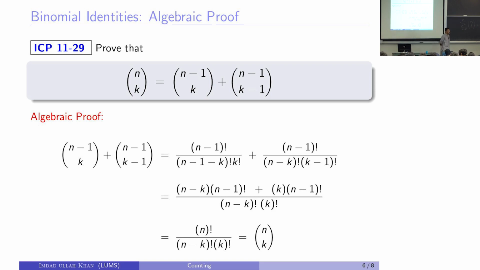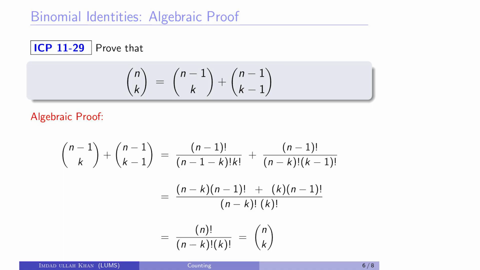Okay, I've worked out the arithmetic for you. This is what I call the ugly algebraic proof, right? Now comes the beautiful proof.